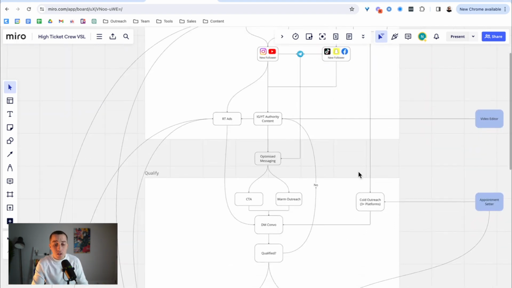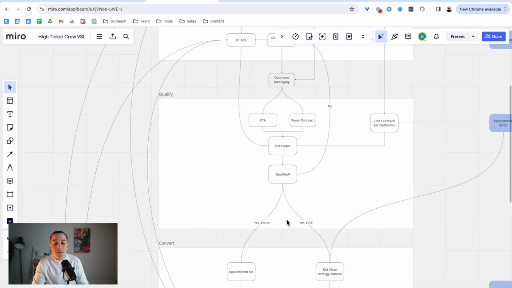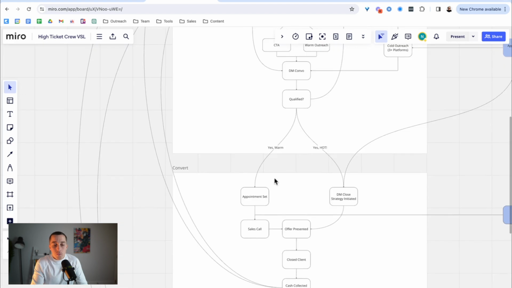As we move down, you'll see that everything leads to a DM convo because that's where we convert. So what we do in a DM convo is we obviously qualify the prospect. If they're warm, we'll book them in for a sales call, right? Because if they're warm, they're not yet hot. So it's not within our best interest to close them using DM close strategy because they're probably not going to close. So again, we want a high likelihood that clients are going to close. We want a high close rate. So we go ahead and set the appointment, hop on a sales call, present the offer, close client, 5 to 10K cash collected, right? Per client. Or if they're hot, DM close strategy, present the offer, close client, 5 to 10K.